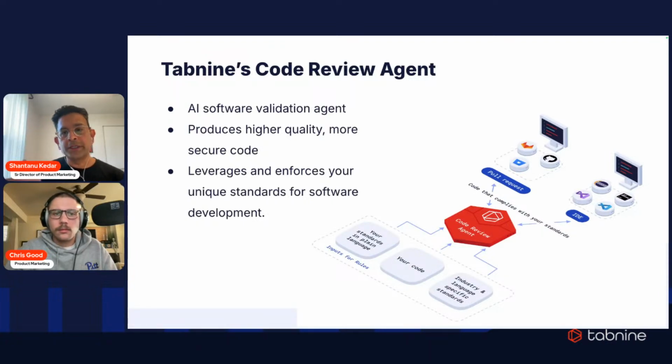And then the code review agent, what it does is that it checks the code in the pull request as well as in the IDE. So when a developer creates a pull request, the code review agent is going to check the code against your set of rules. It's going to flag any deviations to the code reviewer, and then also provide suggestions and guidance on how to fix the issue.